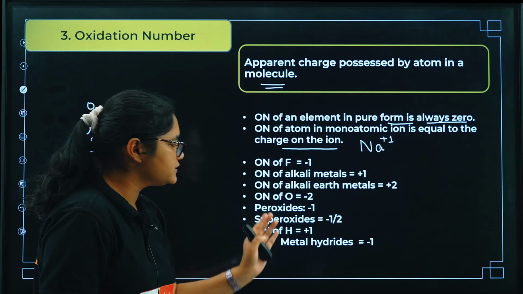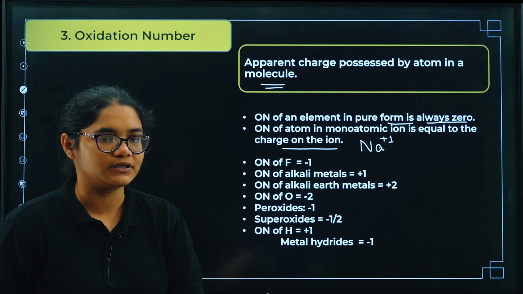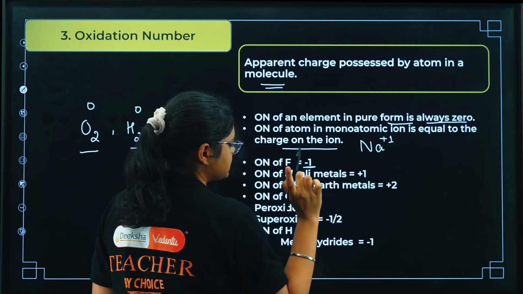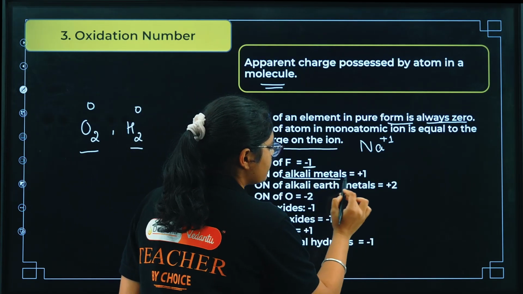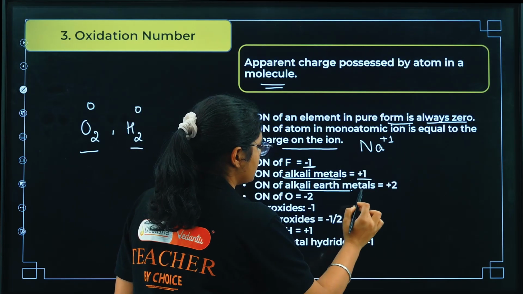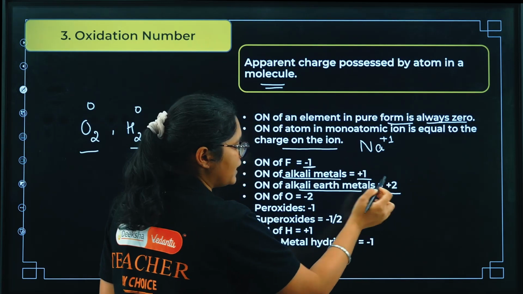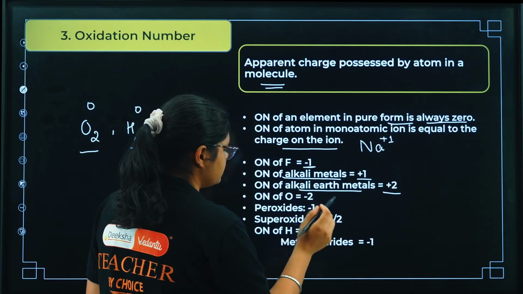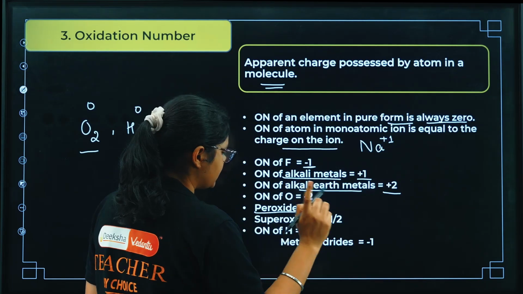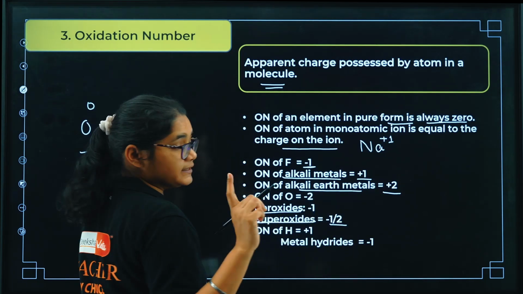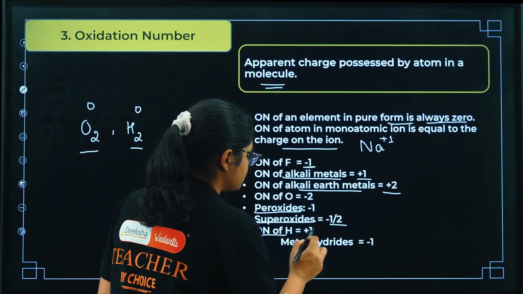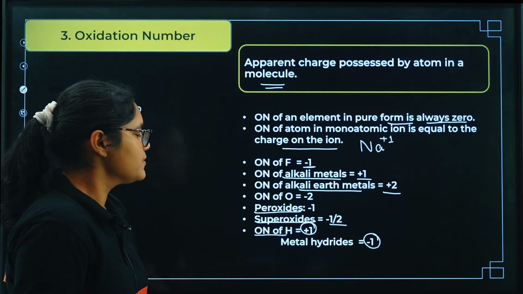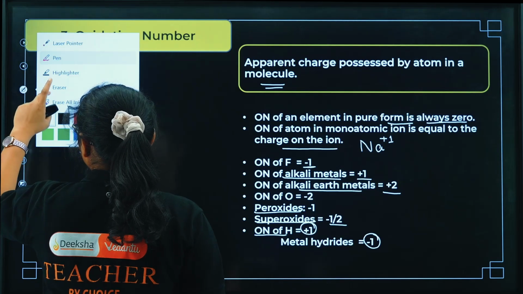So here are some rules that you should know to calculate the oxidation number. The oxidation number of fluorine, chlorine, bromine, iodine is always -1. The oxidation number of group 1 elements is +1. The oxidation number of alkaline earth metals, meaning group 2 elements, is always +2. The oxidation number of oxygen is -2, but in peroxide it is -1 and in superoxide it is -1/2. Similarly, the oxidation number of hydrogen is +1, and for metal hydrides it is -1. Now let us take a small example and solve a question from here.